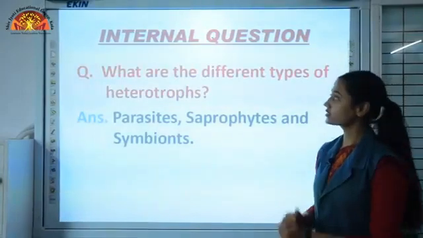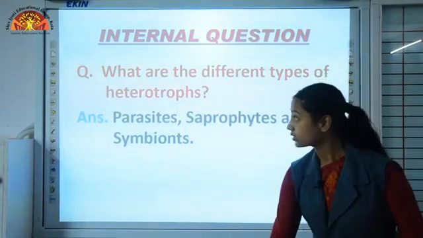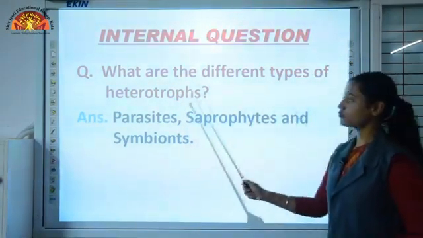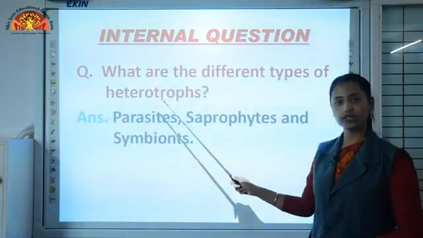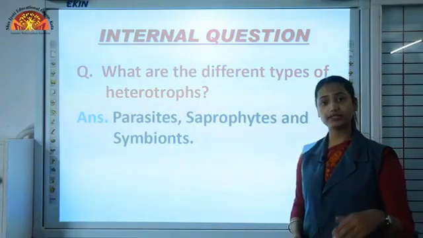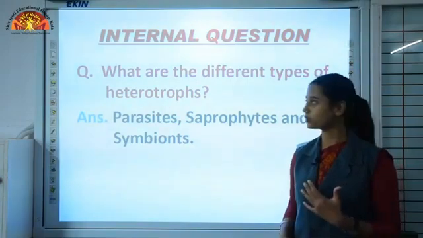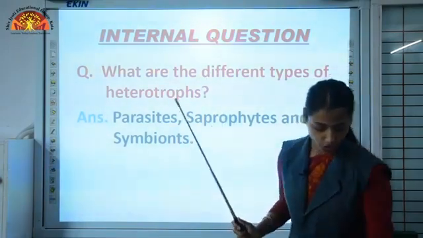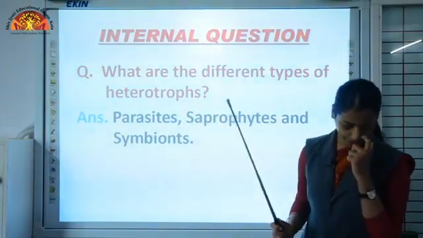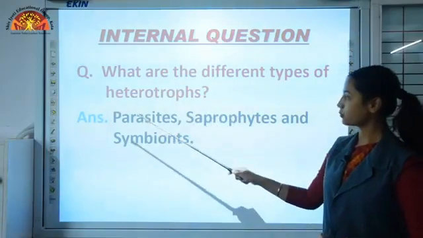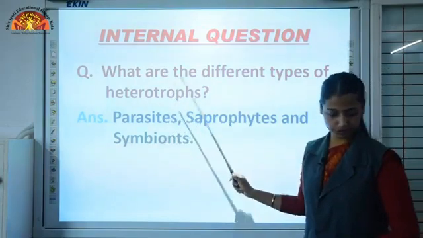Okay, now this is your internal question first, and this you have to write in your science book. What are the different types of heterotrophs? Before answering this question, you know what are heterotrophs? Organisms which are dependent on plants directly or indirectly. The very good example is us, human beings. So write this question on page number 10. Okay? Parasites, saprophytes and symbionts. These are examples of heterotrophs.